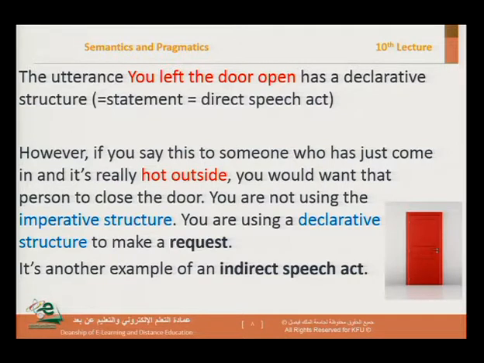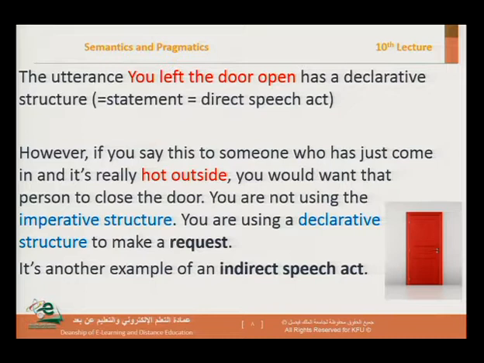However, if you happen to be in a room, and the air conditioning is on, and someone entered that room, and it's really hot outside, and they left the door open. Now, when you say "you left the door open," how do you expect the hearer to react? You probably want them to go close that door. So it means, would you please just close the door, right? Although it's declarative, supposed to function as a statement, it's not functioning as a statement. It's not just a piece of information. It's actually a kind of indirect request.